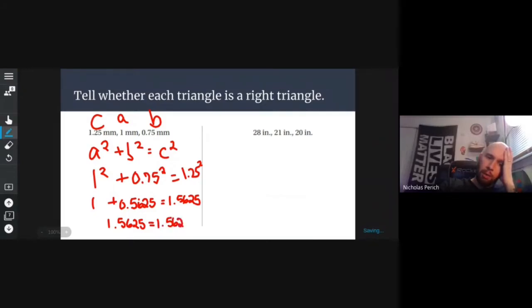So is this a right triangle or not a right triangle? It's right. It's right. Because these two guys ended up being equal to each other.